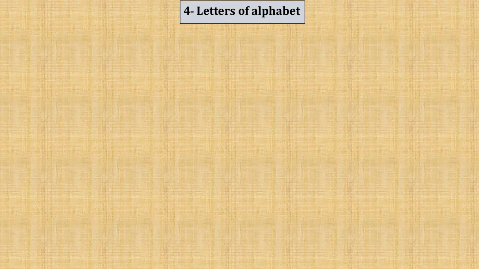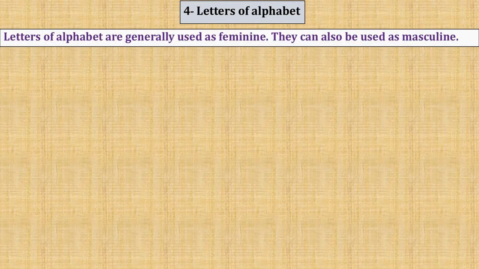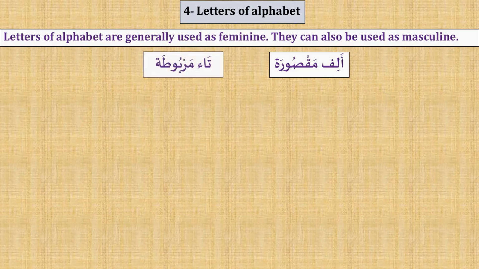And the fourth one is letters of the alphabet, considered feminine. Letters of the alphabet are generally used as feminine, but they can also be used as masculine, but mostly they are feminine. Alif maksura, we say alif maksuratun, not maksurun. We add ta marbuta because alif is a letter. Ta marbuta, we don't say ta marbut, we say ta marbutatun, ends with ta marbuta.